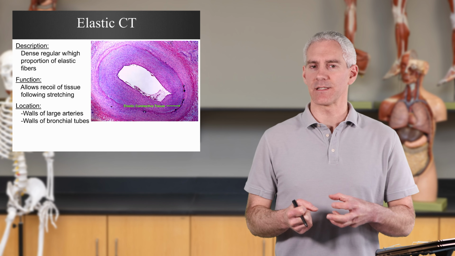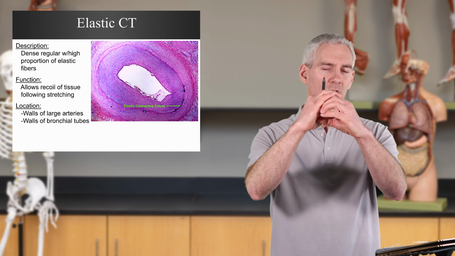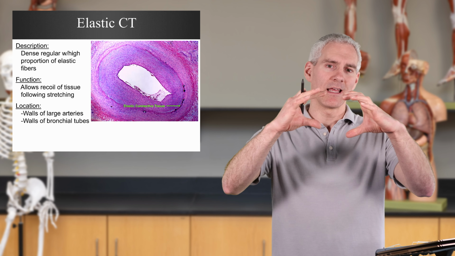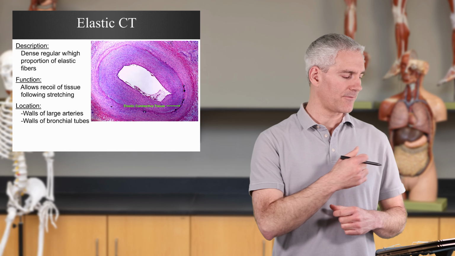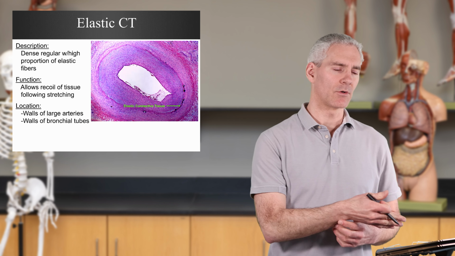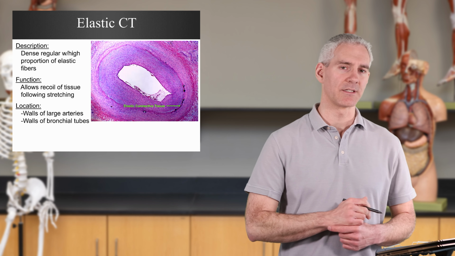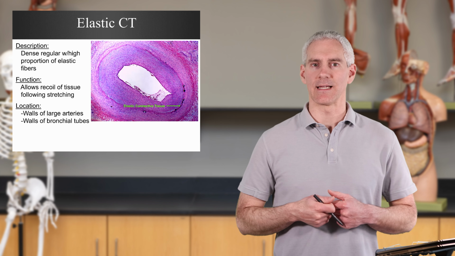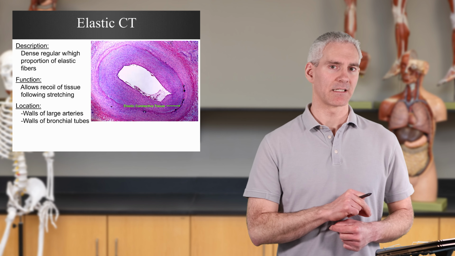Because as your heart beats and pumps blood into the major vessels, all that increased blood causes the vessel to stretch just a little bit. Elastic connective tissue helps with the recoil to bring it back down after the beat. So we have some flexibility here, allowing recoil from the tissues. I already mentioned the location was in the large arteries, but it can also end up a little bit in the bronchial tubes. Bronchial tubes, think inside the bronchi, so in the lungs. So this is your elastic connective tissue.